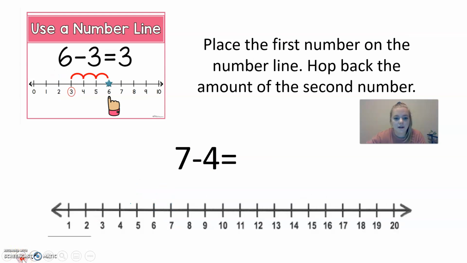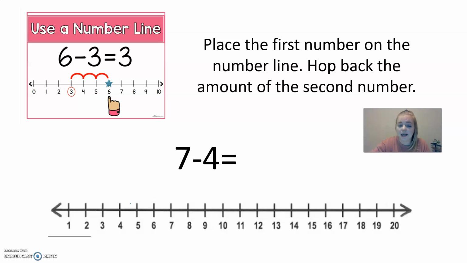All right, you can also use the number line to help you subtract. Okay, so this is going to be different, though, because we're going to be hopping backwards. So you're going to be getting smaller. So we start the same way. We're going to plot the first number. So here I have 7 minus 4. So I'm going to take the 7 and plot the 7 on my number line. But instead of jumping forward, I'm going to jump backwards 4 spots.